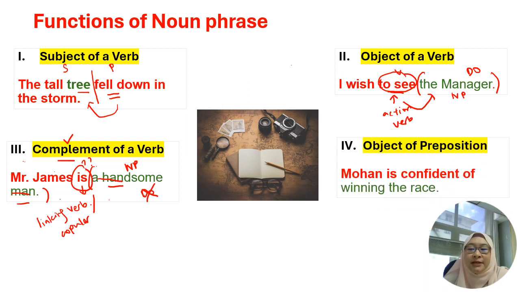Alright, function number 4 is object of preposition. Mohan is confident of winning the race. So when you see the preposition here, like this, of winning the race, here we have the race, which is the noun phrase.